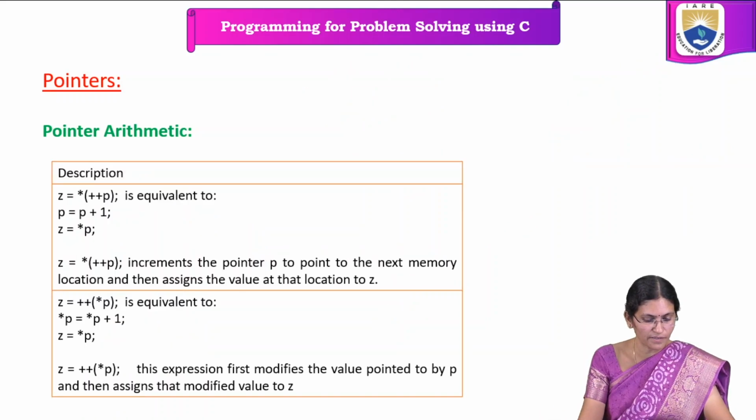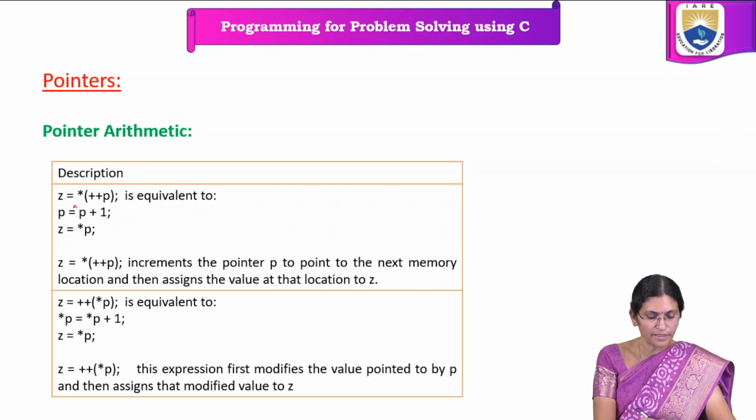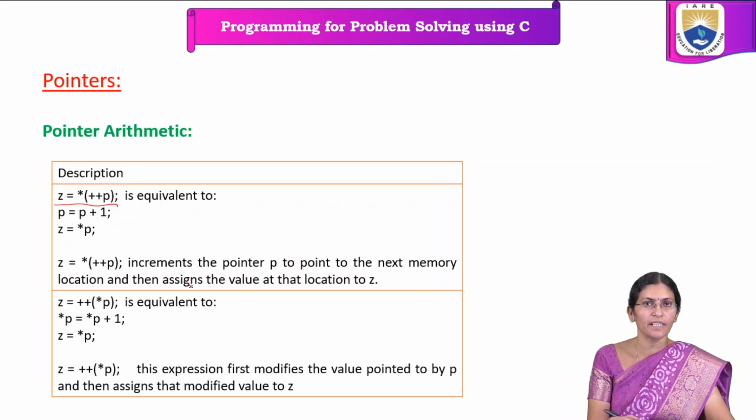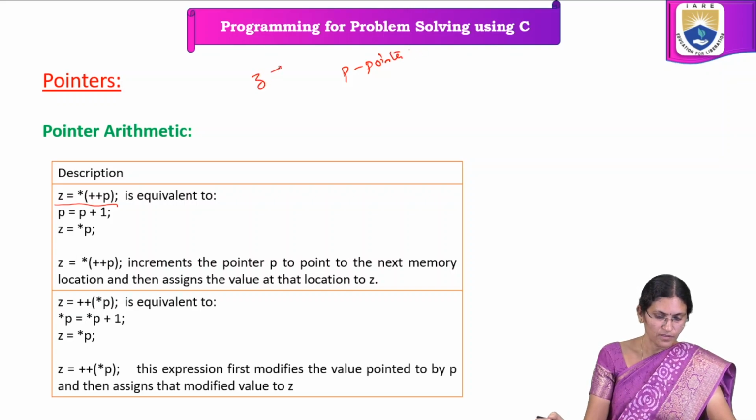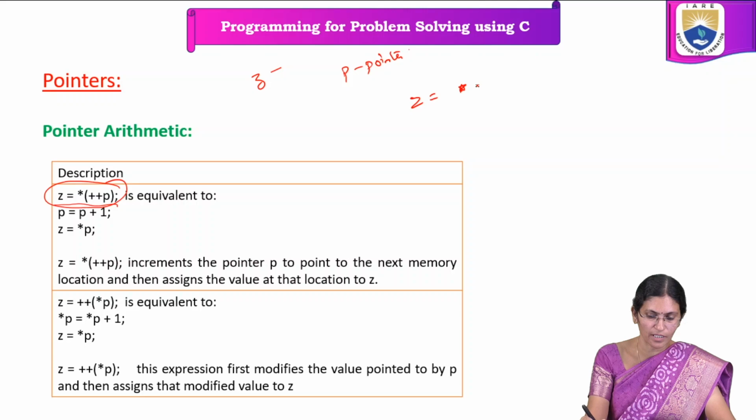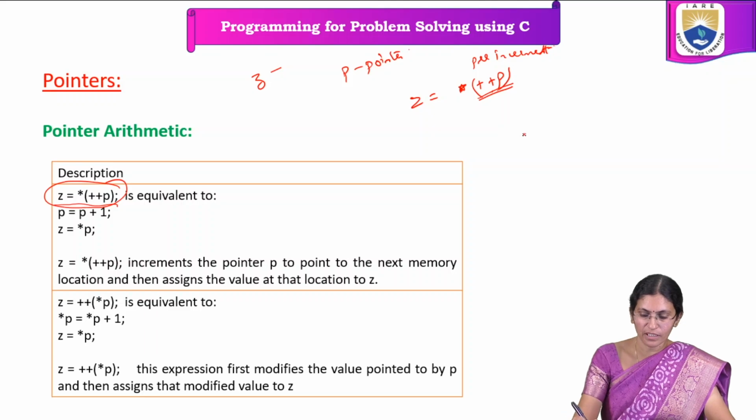Now let us evaluate these statements. We'll understand it with the help of programs. If you are writing z is equal to star plus plus p, here p means a pointer variable. So p is a pointer variable pointing to an integer type and z is an integer variable. So this statement, z is equal to star plus plus p, is a pre-increment.